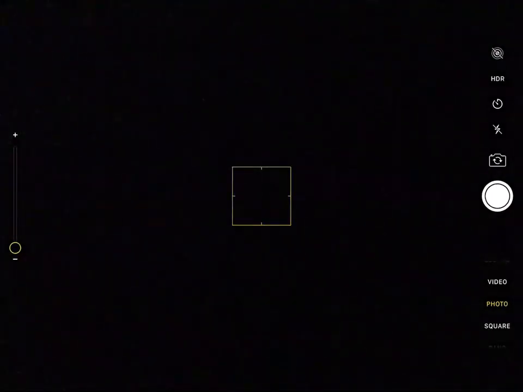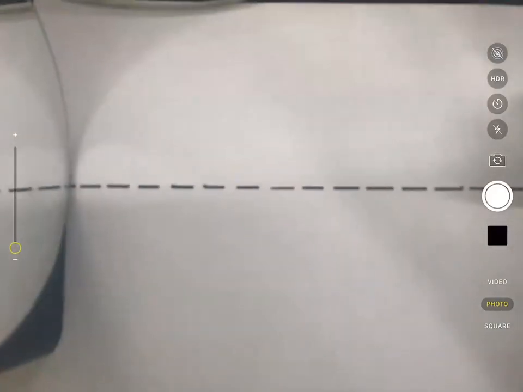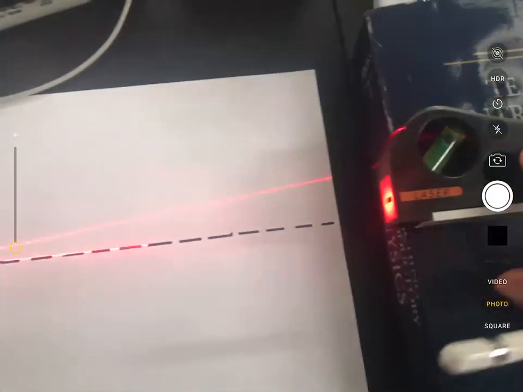I'm going to open up my camera here, and I set up over here on my desk a piece of paper, as you can see, with a mirror and a laser. And this laser has a button, so I'm going to go ahead and turn it on.